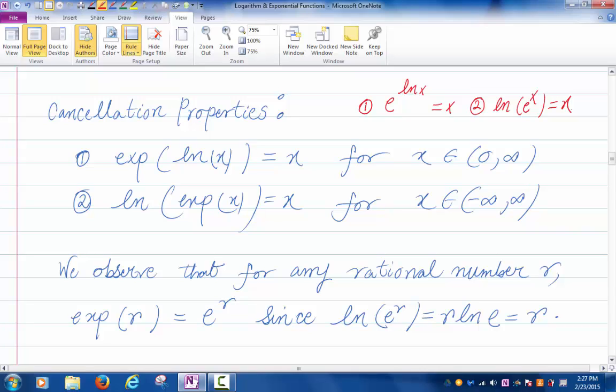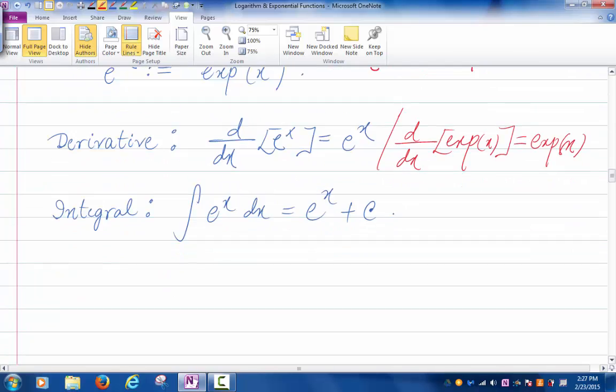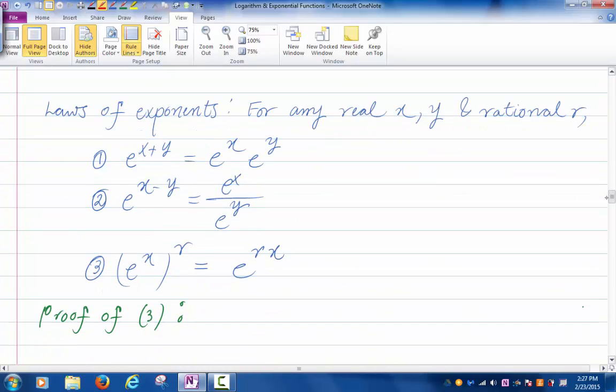Is that clear? Now, what's the derivative of e to the x? The derivative of e to the x is itself, and the integral of e to the x is e to the x plus c as well. I was going to give you a proof again of why the derivative of e to the x is itself, but I'm not going to because I need to save some time. You can look into the previous lectures to see why, and you can easily prove that.